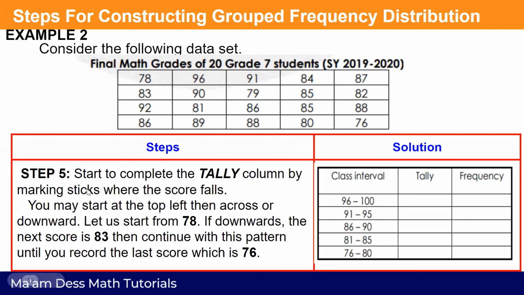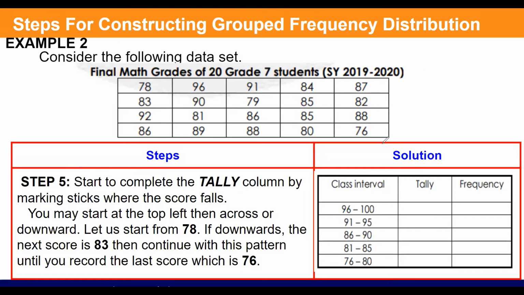Okay, now. Step 5: start to complete the tally column by marking sticks where the score falls. You may start at the top left, then across or downward? Let us start from 78. If downwards, the next score is 83. Then, continue with the pattern until you record the last score, which is 76. So, pwedeng downward. Mag-start ka kay 78, 83, 92, 86, hanggang matapos mo yung 76. So, try natin.